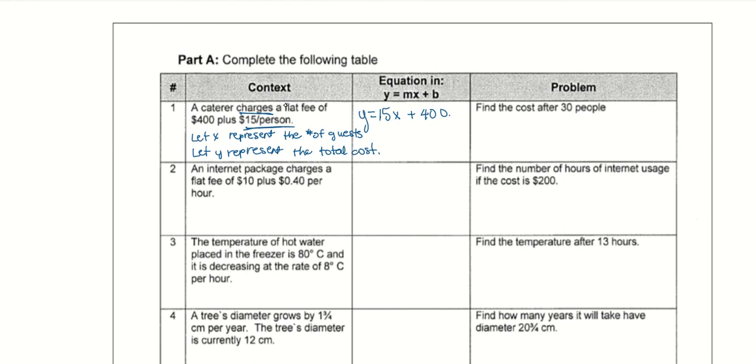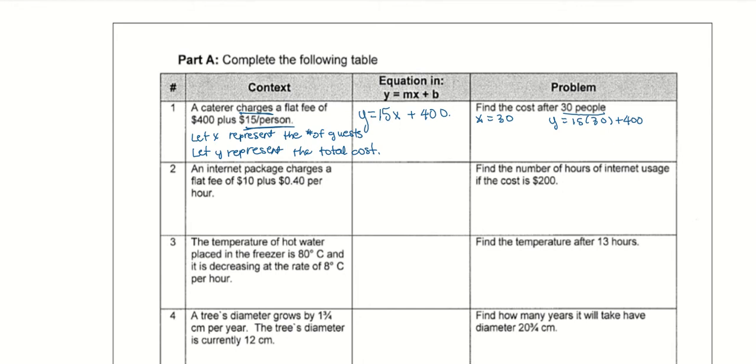Okay, find the cost after 30 people. So 30 people, that's the number of people, so that means x is equal to 30. To solve, all you're doing is putting x equals 30 into your equation. So we can write y equals 15 times 30 plus 400 and solve. So I'm going to let you solve the problem, but I'll help you with the equations.